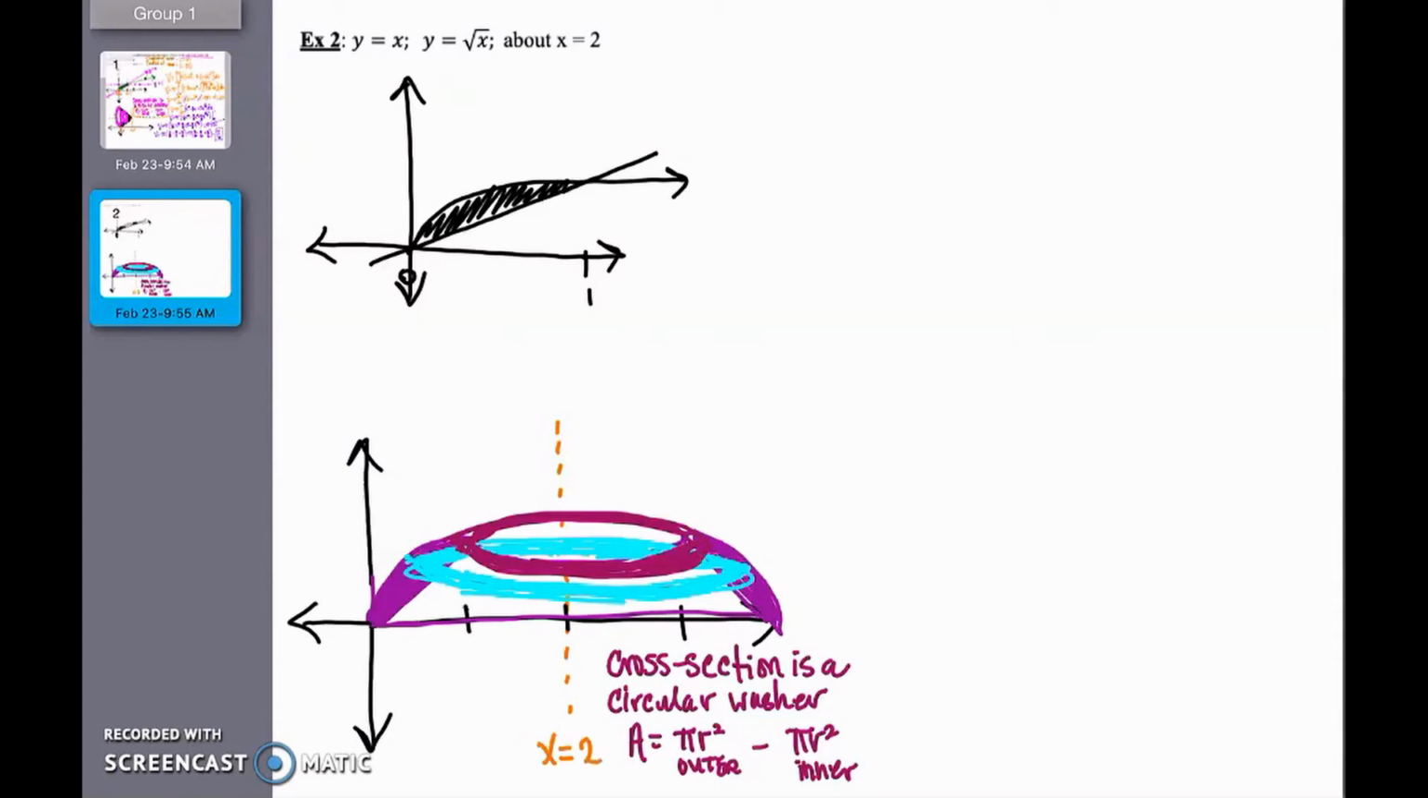But now here's how this problem is different than example 1. In example 1, we rotated about y equals 1, right? And so we left things in terms of x and we integrated in terms of x. But now because we're rotating about x equals 2, this is going to be a lot easier if we integrate with respect to y. Which just means that we need our two equations to be in terms of y instead of in terms of x. Well, that's easy enough.